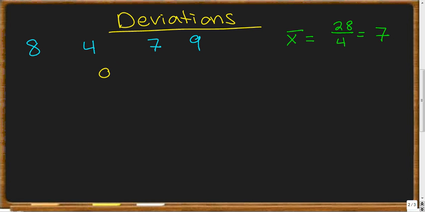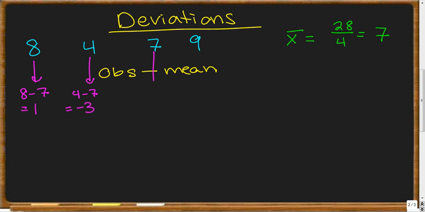The first deviation that we have is 8 minus 7, which equals 1. We have 4 minus 7, which equals negative 3. We've got 7 minus 7, which equals 0. And we've got 9 minus 7, which equals 2. Okay, so let's look at this information here. We've got a 1, a negative 3, a 0, and a 2.